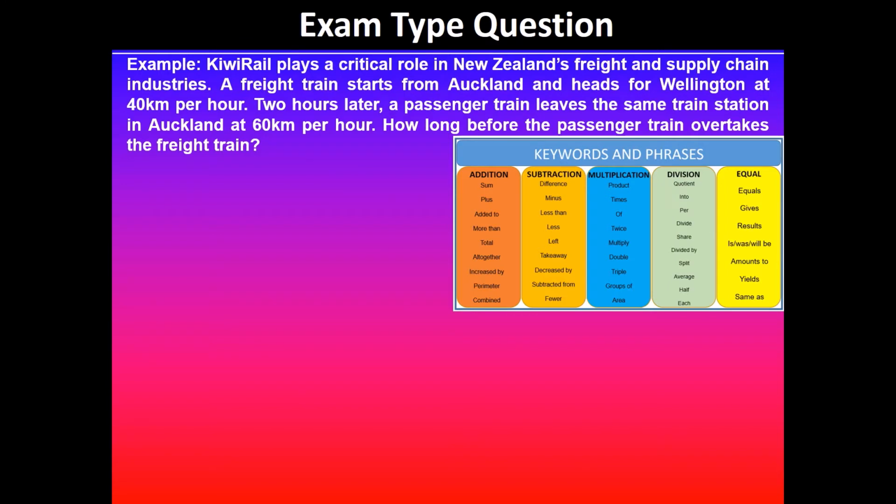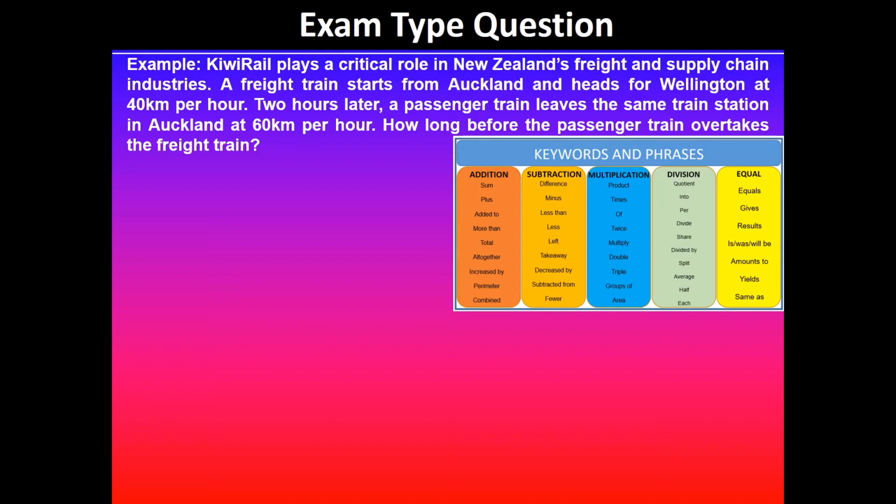supply chain industries. A freight train starts from Auckland and heads for Wellington at 40 kilometers per hour. 2 hours later, a passenger train leaves the same train station in Auckland at 60 km per hour. And then the question says, how long before the passenger train overtakes the freight train?